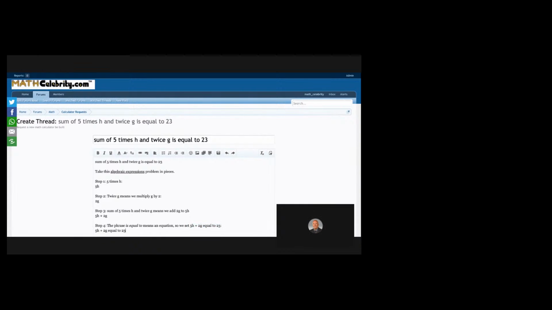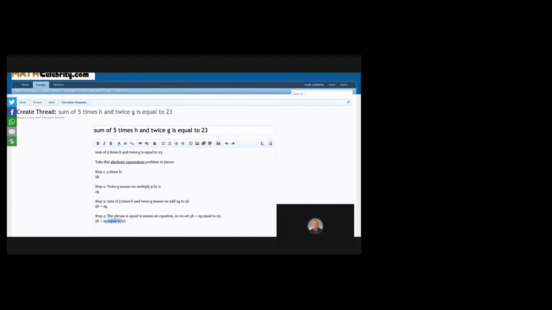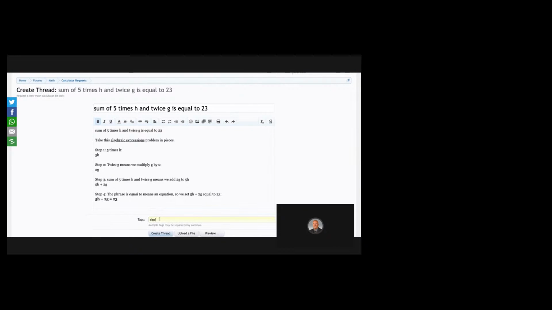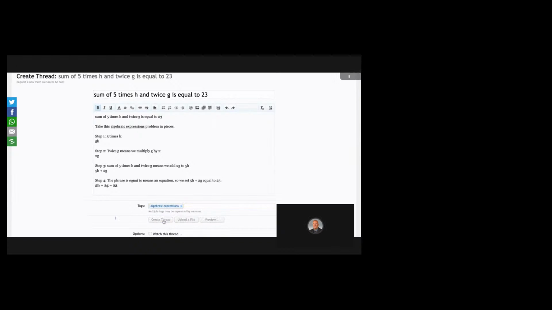That is the answer. There's 4 steps. And what I like to do is take the terms piece by piece, evaluate, and then we get our final algebraic expression. So that is how that is done.